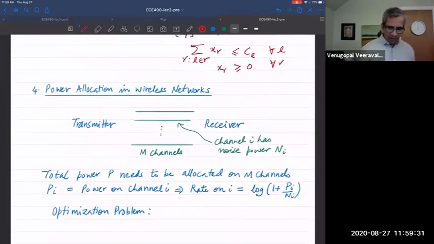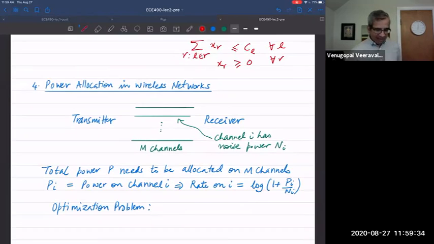Here's another constrained optimization problem. This is a power allocation problem in a wireless network. So you have a transmitter, and you have the option of sending the information from the transmitter to the receiver on M parallel channels. Okay, but each of these channels has a different kind of noise level associated with it. So if I use different frequency bands, some frequency bands may have less noise than others. Okay, so I want to allocate.